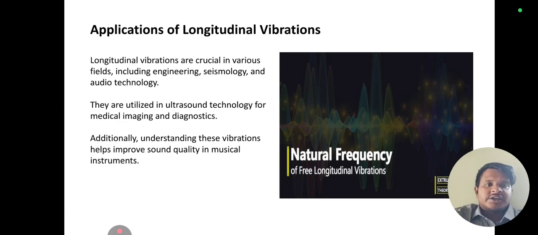Applications of longitudinal vibrations. Longitudinal vibrations are crucial in various fields including engineering, seismology, and audio technology. They are utilized in ultrasound technology for medical imaging and diagnostics. Additionally, understanding these vibrations helps improve sound quality in musical instruments.